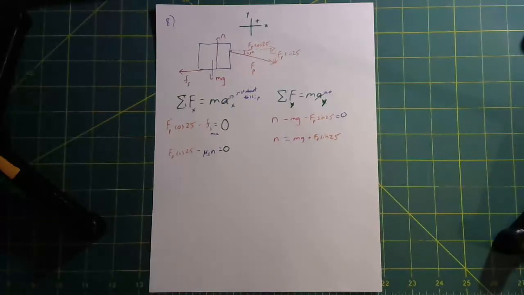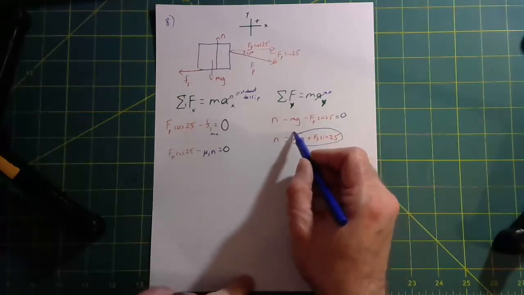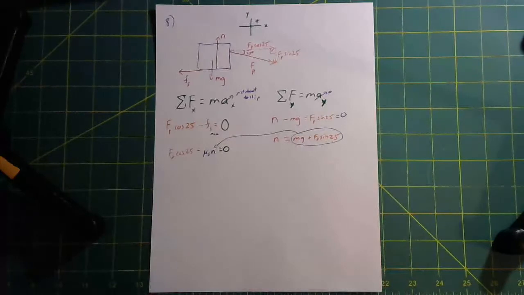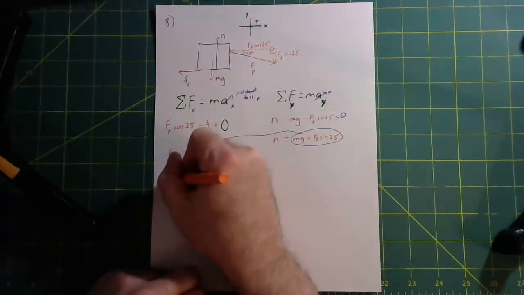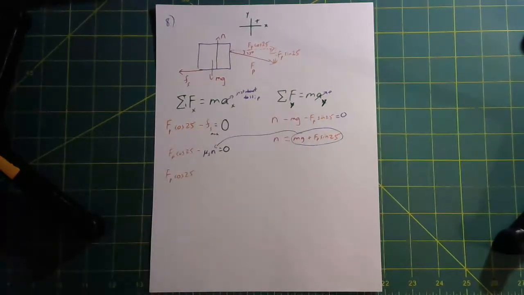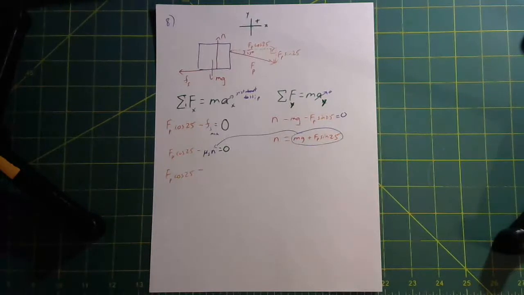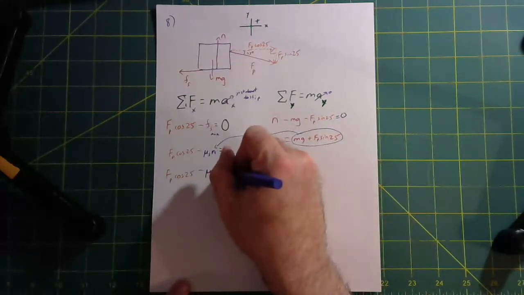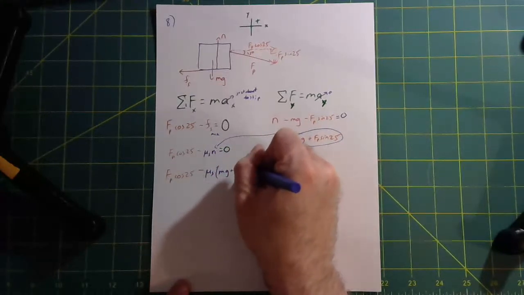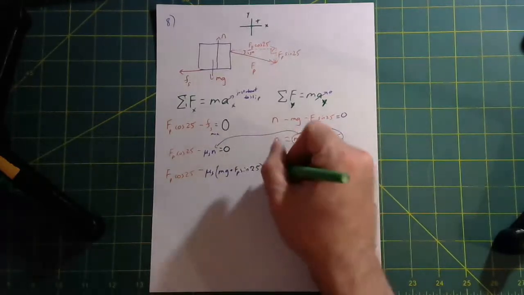Okay, now I can take this whole mess here and substitute it over here where I see N, to get rid of N. So I'll just have an equation with FP as my unknown. And then where it said N, I'm going to be putting in mg plus FP sine 25. And then that's going to add up to 0.